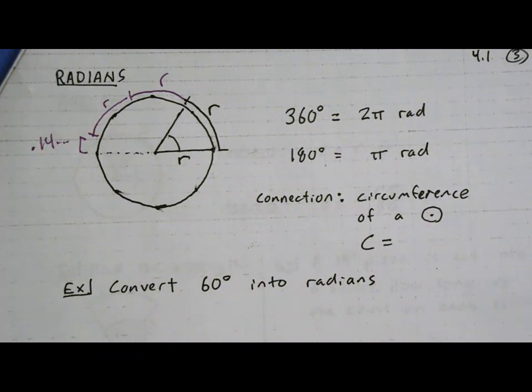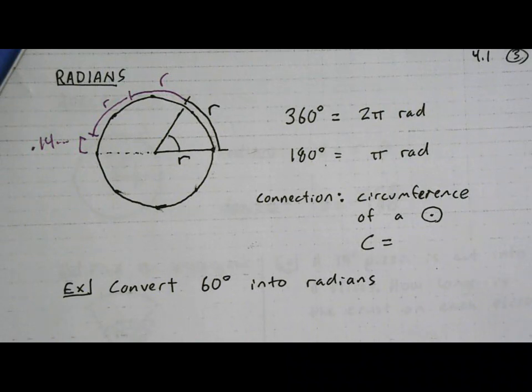A common question at this point in the semester is, why do we have to worry about this? We understand degrees. Degrees work fine for us. Why do we have to do radians? Well, it turns out that a lot of stuff in math works a lot better and simpler when we deal with angles in radians.